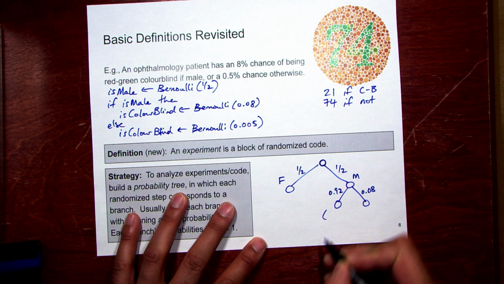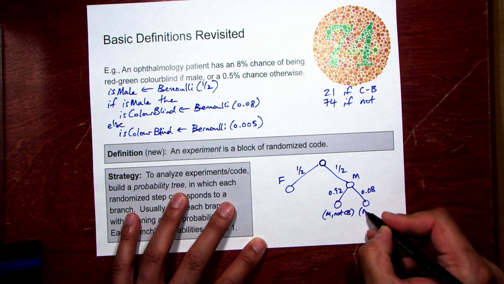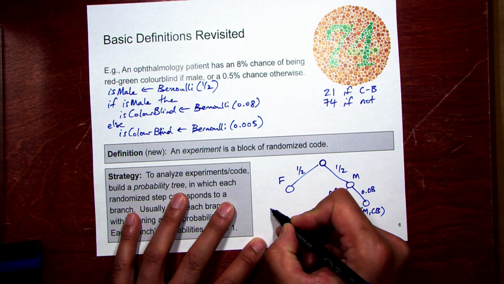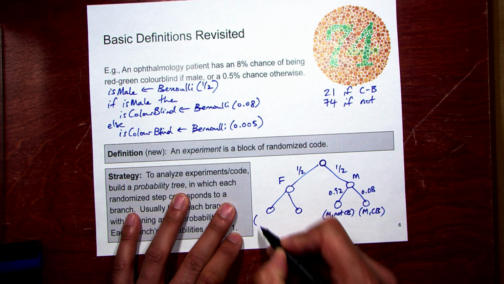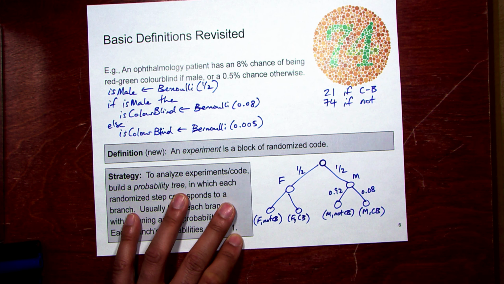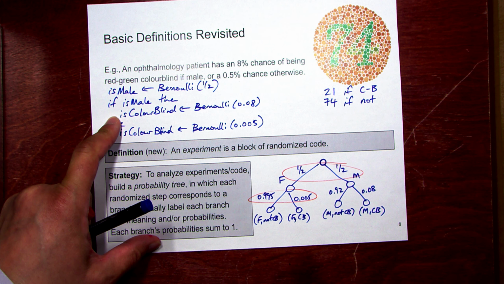And we could label these things like this: male not colorblind, male colorblind. And a different coin will be tossed if female: female not colorblind, female colorblind. Okay, so 0.5% for colorblind, 0.995 for not. And you'll notice that everything sums to 1. Here there's a sum to 1, that sums to 1, that sums to 1.